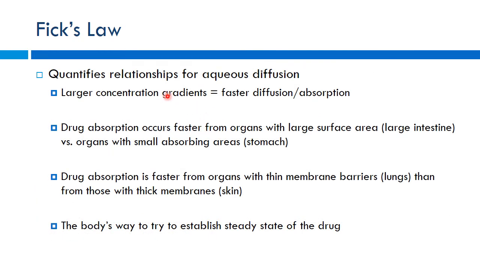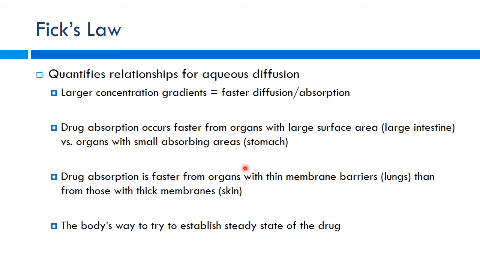So this helps us to quantify these relationships for aqueous diffusion. So again, with larger concentration gradients, you're going to have faster diffusion, better absorption. Drug absorption is going to happen faster from organs with a large surface area. So think about things like the large intestine versus small absorbing areas like the stomach. Places where you have large brush borders and things like that that really increase the surface area are going to have an easier time absorbing than things that have a minimal amount of surface area. Okay, so that's one example.